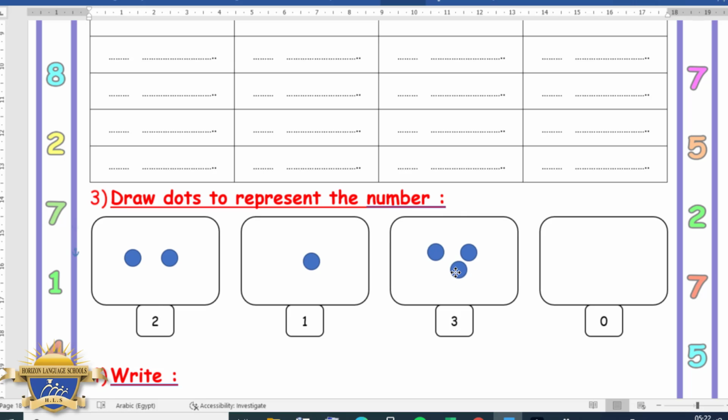2, 3. Here's 0. Will I put any dot in it? No, because 0 means I have nothing. So I will not put anything in the rectangle.